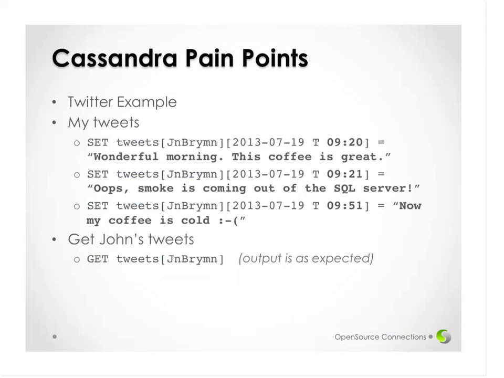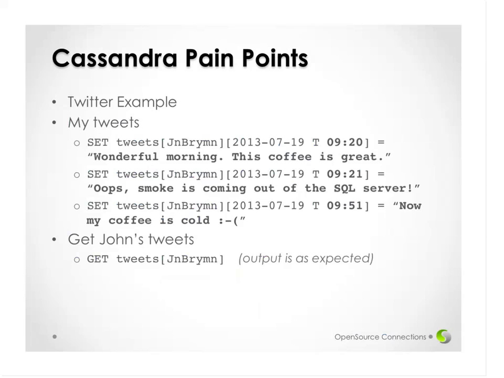I'll create a column family named tweets, and then using this pseudocode that looks kind of like the old Cassandra CLI, I'm going to go to the tweets table. I will go down to the John Berryman row, and then I'll go over to a column named a date. And this is how you can get so many columns. You can actually name columns according to things like dates. I'll go to the 9:20 in the morning date, and I'll say, wonderful morning, this coffee is great, and that's what goes in the column value.